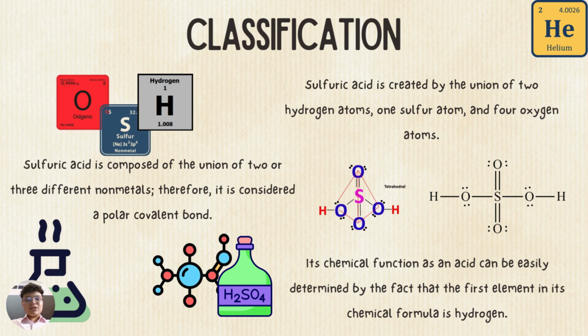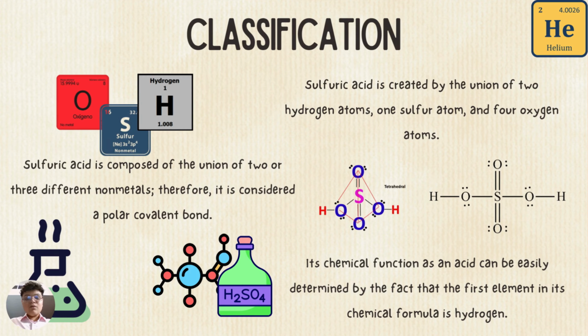To classify its chemical bond, we must remember that there are two main types of bonds: ionic and covalent. Ionic bonds are formed between a metal and a non-metal, while covalent bonds are formed between two or more non-metals. In the case of sulfuric acid, its three elements are non-metals, so we can conclude that it has a polar covalent bond, where electrons are shared between the atoms.